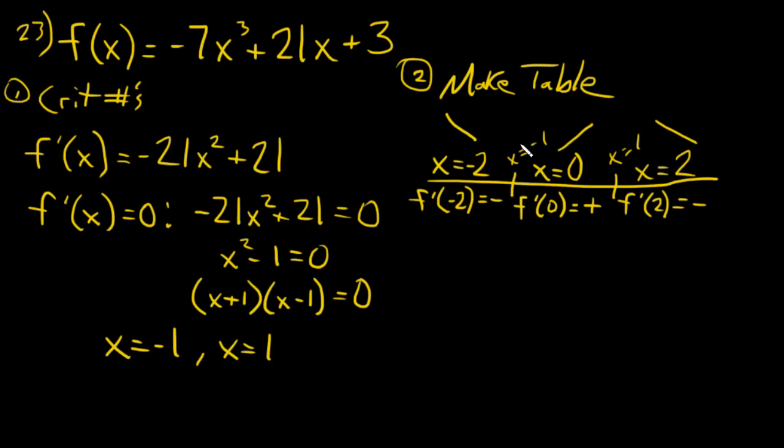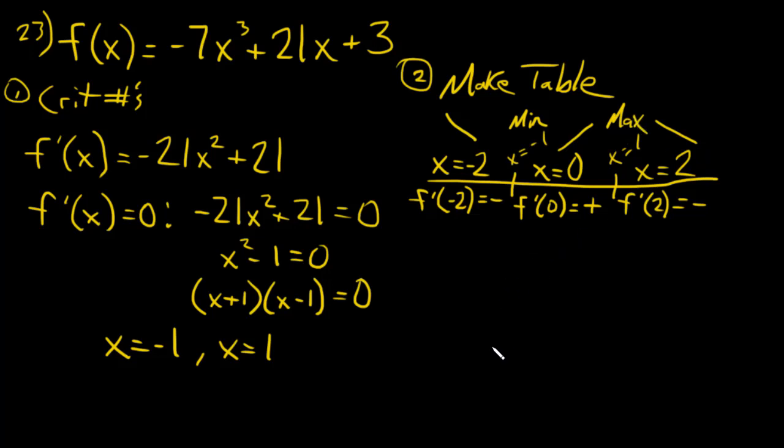So what does that make x equals -1? Well, it's going down, then it's going up, so that is going to be a min for this one. And then over here, it's going up, then down, so this one's going to be a max.